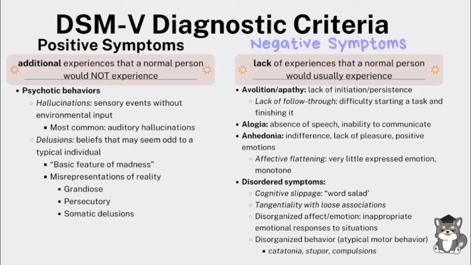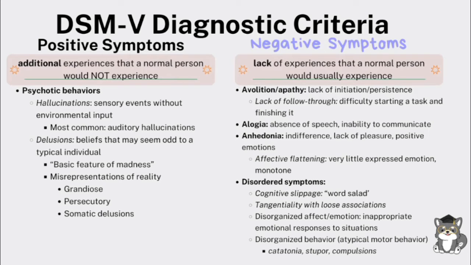Next, there are negative symptoms, which are a lack of experiences that a normal person would usually experience. Examples of these are avolition or apathy. This is a lack of initiation or persistence. It's also known as a lack of follow-through, such as difficulty starting a task and finishing it.